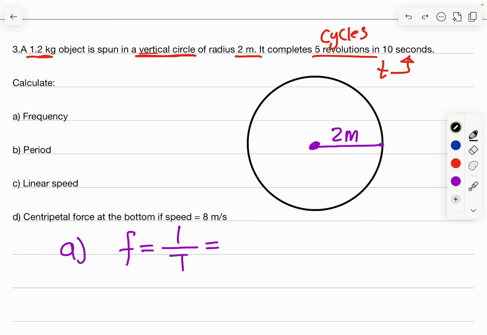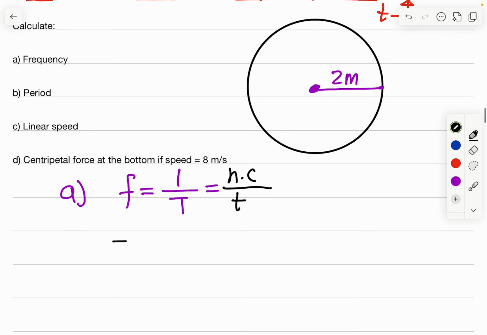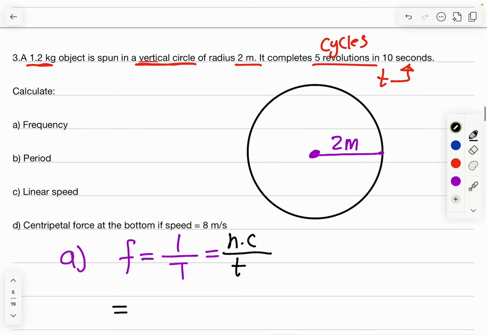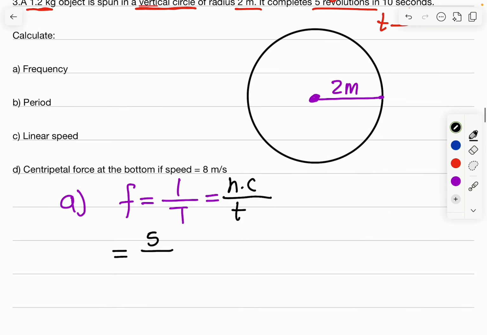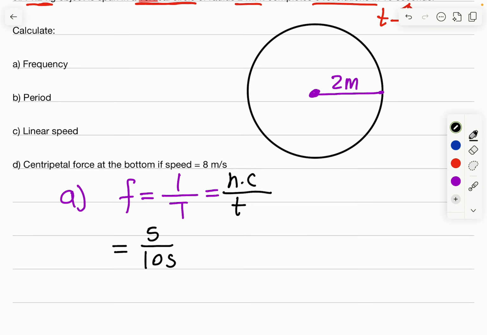Frequency is what? It is the number of cycles divided by the time. So what is the number of cycles? The number of cycles is the number of revolutions. It took 5 revolutions, with how much time? With 10 seconds. Understand? 10 seconds. So the answer is going to be what? 5 over 10, which is the same as 0.5. 1 over seconds is the SI unit for frequency, or you can say hertz.